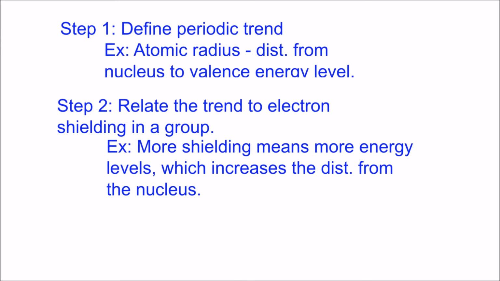Step 2, you need to relate that trend to the electron shielding in a group. So here's an example. The more shielding that you have, the more energy levels there are, which increases the distance from the nucleus. And we know that shielding increases down a group. Always remember that shielding increases as you go down a group, and then the nuclear charge we'll talk about in just a second in step 3.